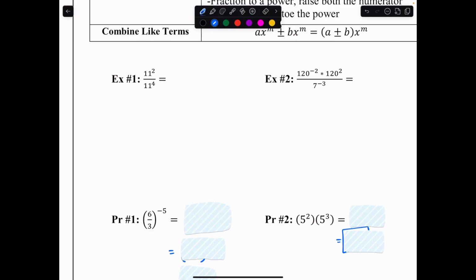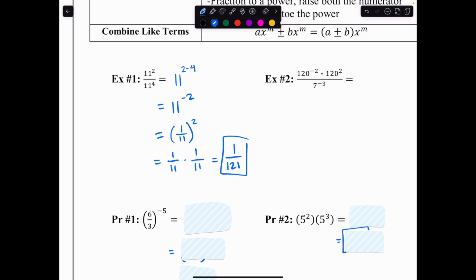We have 11 squared over 11 to the 4th. According to our quotient rule, that's going to be our base to the power of 2 minus 4. And I know what 2 minus 4 is. It's negative 2. And my negative exponent rule says that I can write the reciprocal of the base. The reciprocal of 11 is 1/11. And then the exponent becomes positive. So that's 1 over 11 times 1 over 11, which is 1 over 11 squared, or 1 over 121.